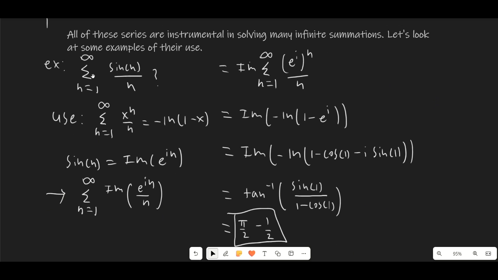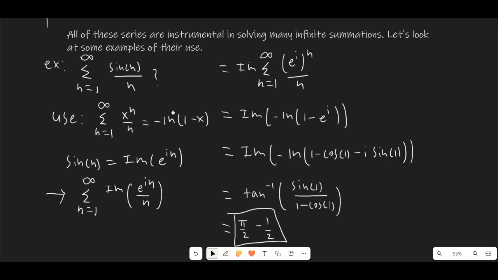So here's an example right here. We have the sum from n equals 1 to infinity of sine of n over n. Now, proving the convergence of this is a little bit difficult. You have to use a test called Dirichlet's test, which is not taught in Calculus BC, but for now, we'll just assume it converges and calculate the value here. So we're going to use, of course, the sum from n equals 1 to infinity of x to the n over n equals negative natural log of 1 minus x.